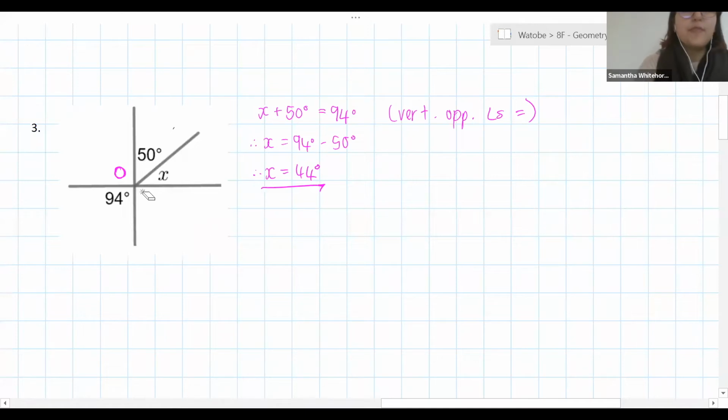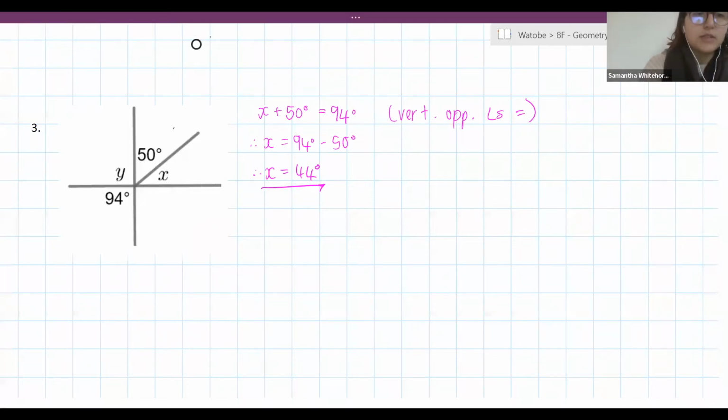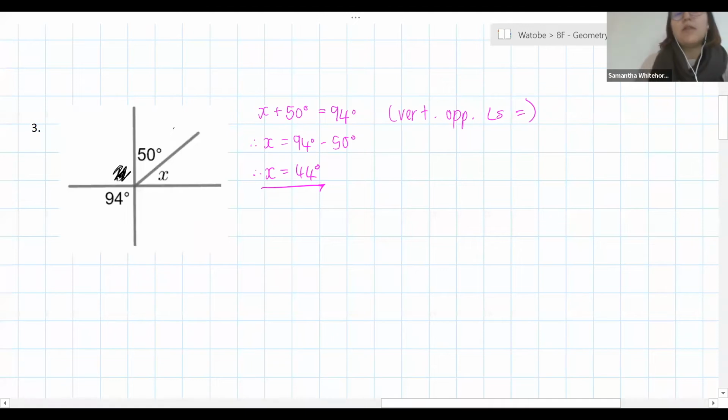Right, so for this question, just ignore the y. I'm not going to keep erasing it. The y is not supposed to be there. For this question, what I see is that I've got that nice cross shape that I like when I'm working with vertically opposite angles. So this angle of 50 and x, that whole angle together, is equal to 94 degrees. Those are vertically opposite angles, so they must be equal to each other.